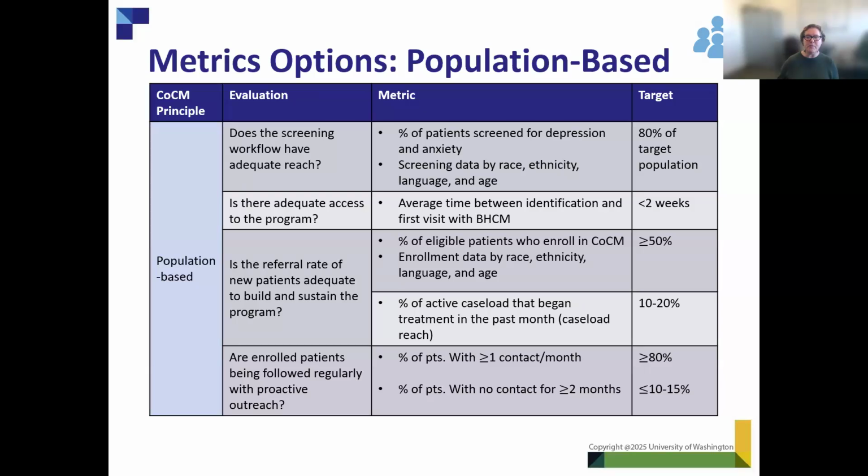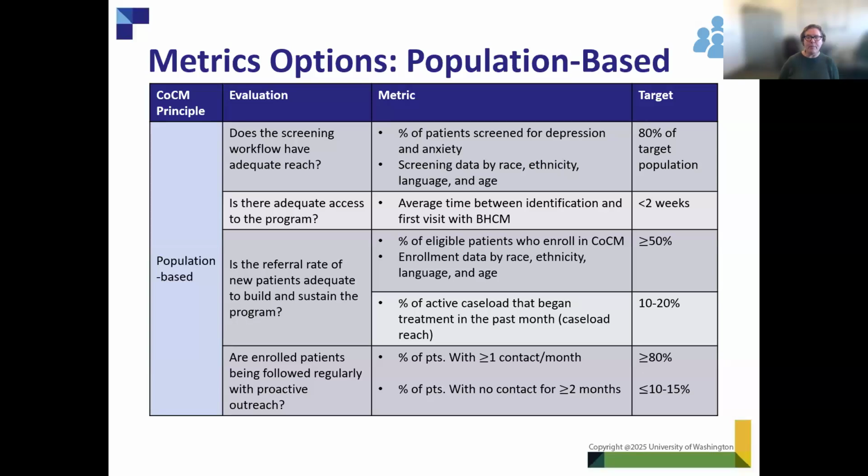And the first principle is population based care. Suggested targets for these metrics are shown in the right-hand column. So the leftmost column, and this will be true on all of the slides that I'm going to use, the collaborative care principle is shown in the leftmost column. Then the next column shows, what is it that you might want to evaluate? And then the third column is, what that metric might look like, how you would calculate it. And then the furthest right-hand column, like I said, are suggested targets.